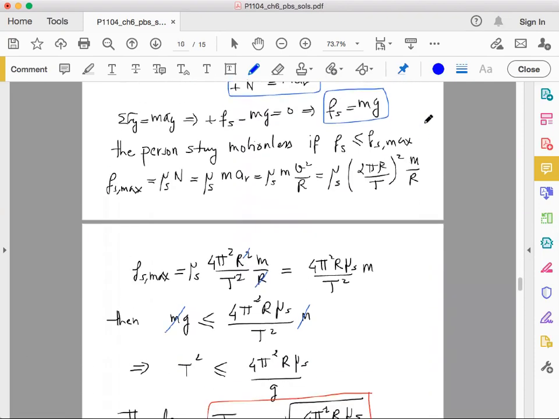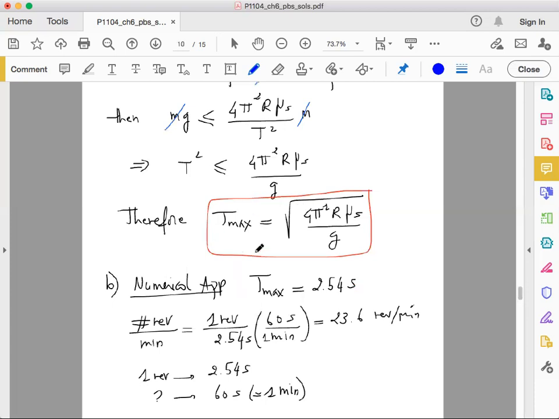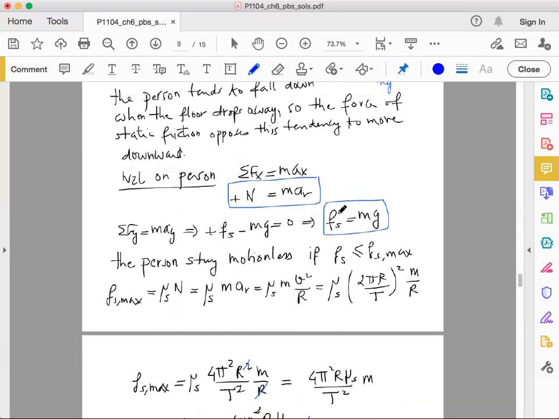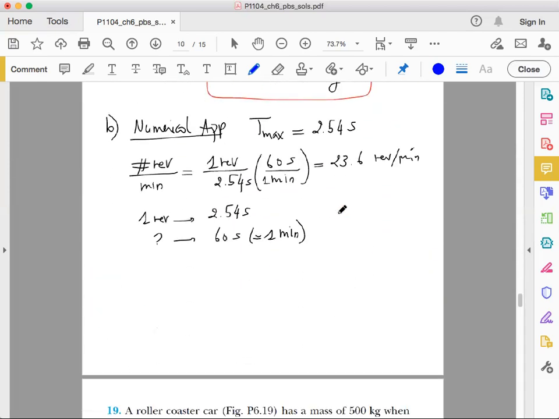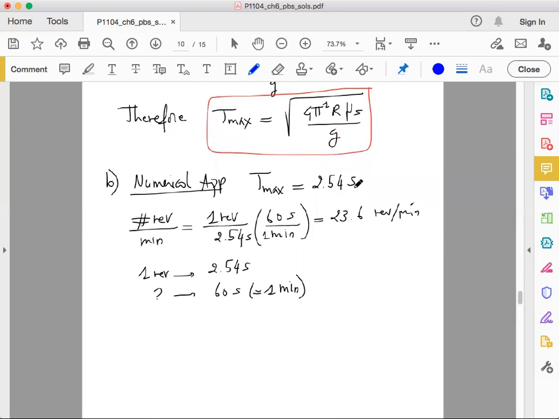So for the numerical application, you have everything in hand. You have the expression of Tmax. All you need to do is just replace mu s by 0.4, and R you have to replace by, I think, 4 meters. And so you end up with the value 2.54 seconds.